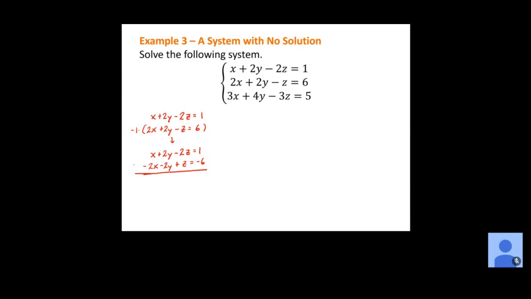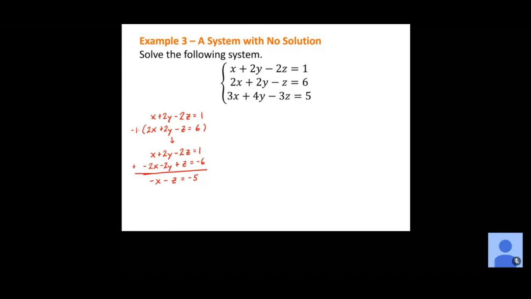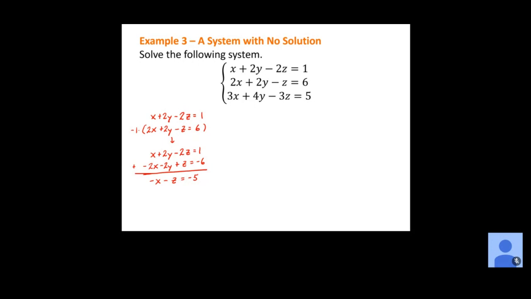And so now when we add those together, x and negative 2x is going to be negative x. 2y and negative 2y is going to cancel. Negative 2z and positive z is going to be negative z. And then 1 plus negative 6 should be negative 5. All right, so we eliminated our y using the first two equations. So now what pair of equations do you want to use?